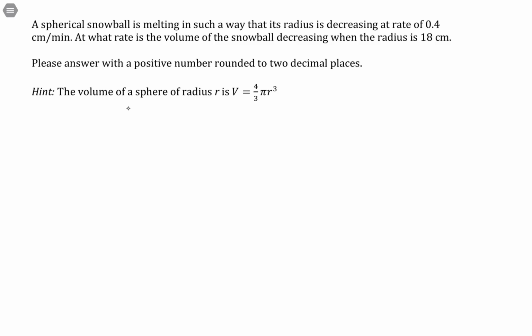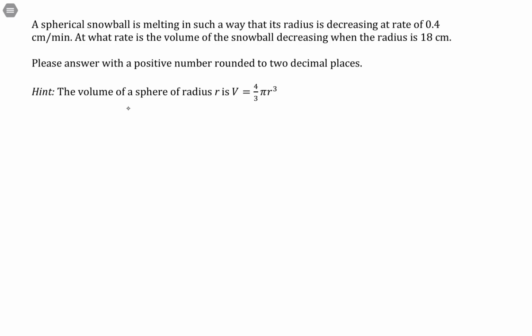A spherical snowball is melting in such a way that its radius is decreasing at a rate of 0.4 centimeters per minute. At what rate is the volume of the snowball decreasing when the radius is 18 centimeters? Please answer with a positive number rounded to 2 decimal places. The volume of a sphere of radius r is V equals 4/3 pi r cubed.